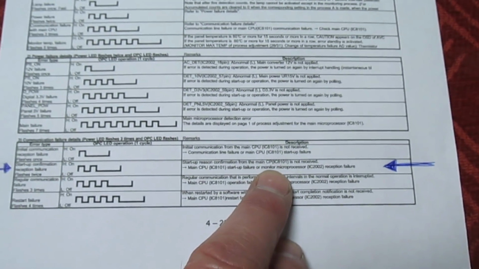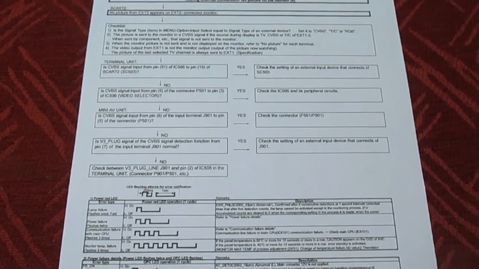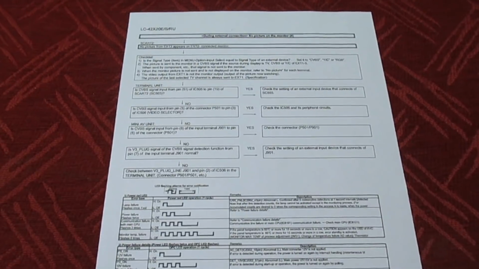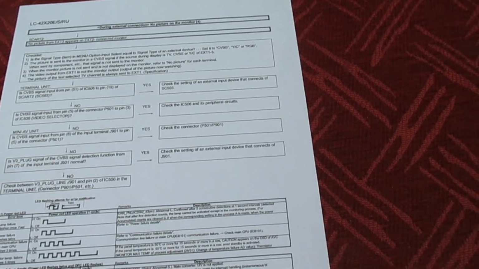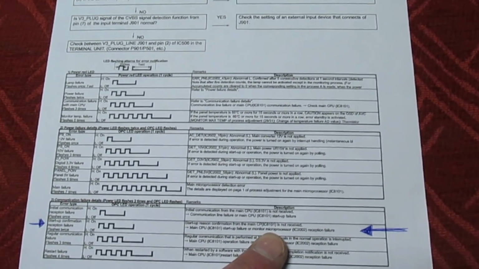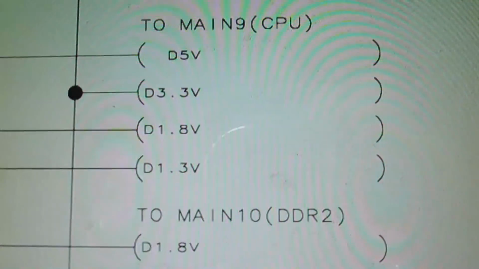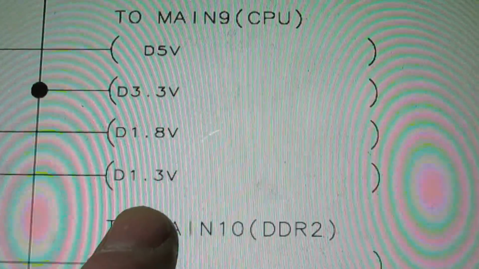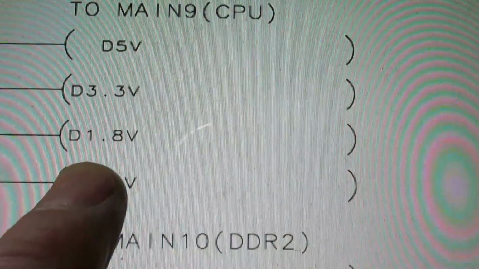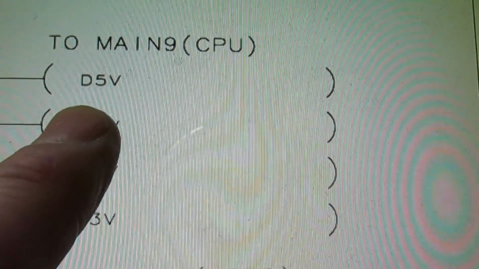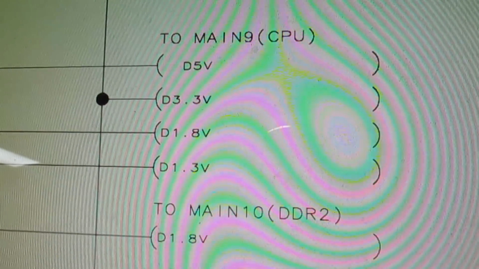Now a fault like that could be caused by a million different things, but the first thing we're going to do, and this is the most important thing when you're repairing anything, is don't overcomplicate the fault. Always start with the basics. There are two microprocessors listed here, and we need to check the supply voltages to these two processors. If we take a look here on the service manual, the main microprocessor has four different supply voltages: 1.3 volt, 1.8 volt, 3.3 volt and 5 volt. So before we do anything whatsoever, the first thing we need to do is check those four voltages.